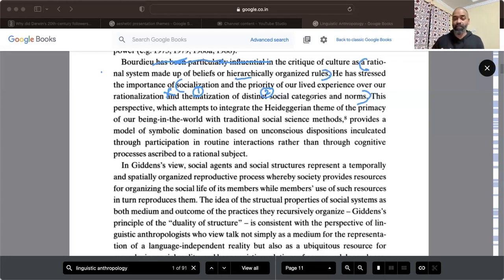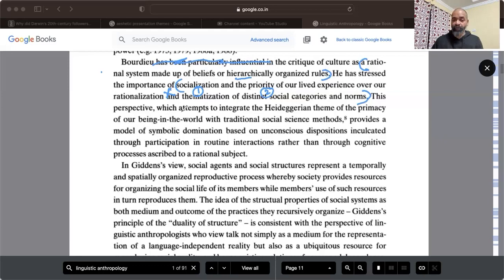So what is rationalization? Rationalization is basically you justifying stuff in your own head, okay? And most of the times people do this a lot, right? Let's say you do not like what's happening to you, or you do not like the idea that you're unable to put in a lot of effort. You rationalize it by saying, hey, I'm not that lucky, or whatever. Luck matters, but rationalization is basically you trying to make sense of things that are out of your control. That's rationalization. And thematization of distinct social categories and norms.